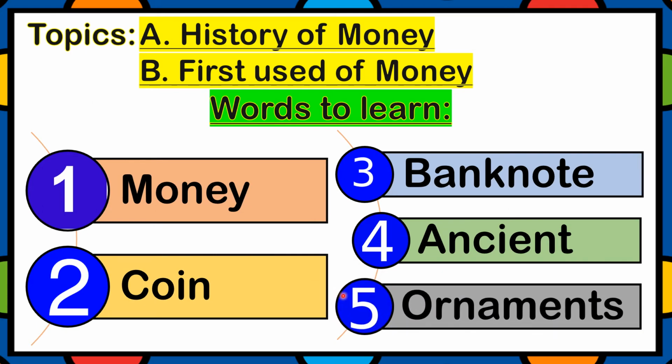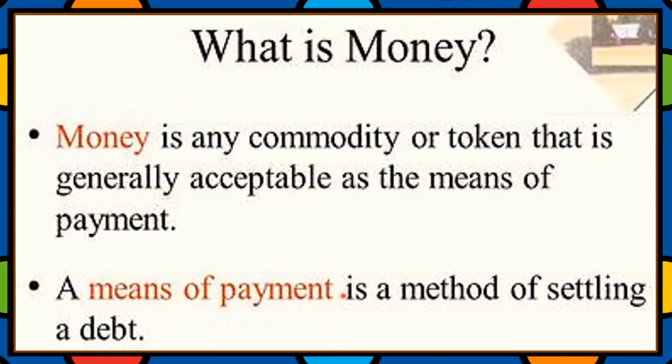Now, class, let us discuss these words one by one. What is money? Money is any commodity or token that is generally accepted as the means of payment. Like if you're going to buy something, of course, you have to pay a certain amount in exchange for that product. Next, a means of payment is a method of settling a debt. If you want to pay your loan or if you borrowed something from someone, then you can pay it through cash or through money.